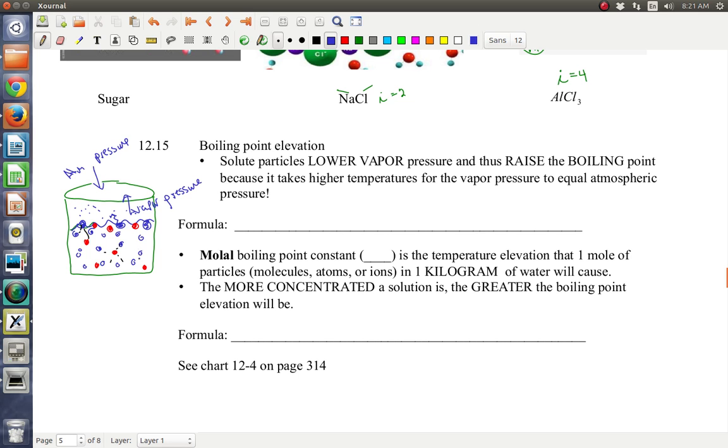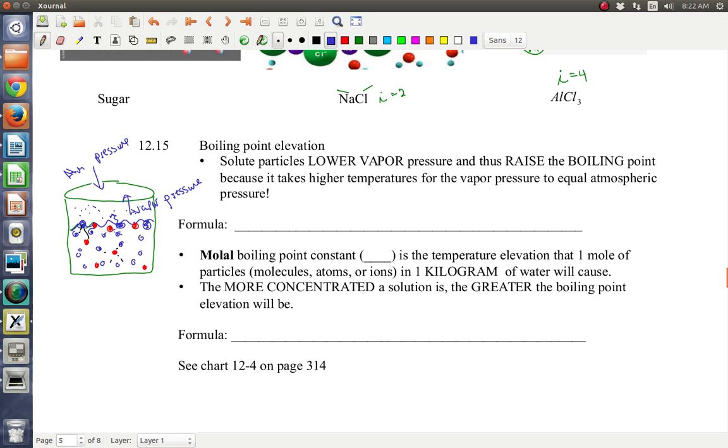So if it takes more heat to make more water vapor, because all these particles are sitting here in that spot and they're helping to hold the water in, then that means the vapor pressure is also going to be lowered, because the boiling temperature is raised. The normal boiling point has a certain vapor pressure, and if the vapor pressure is lowered, you have to increase the boiling point to get the vapor pressure strong enough to equal the atmospheric pressure.